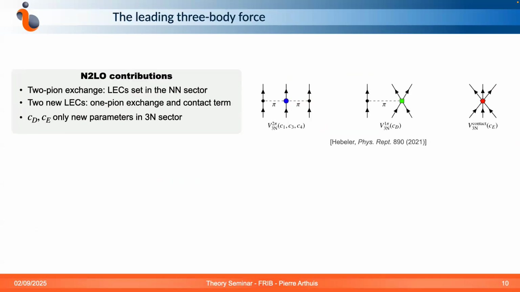Something that I want to discuss very briefly also is the leading contribution to the three-body force that appears at N2LO. So you have those three diagrams. You see that you have a two-pion exchange. It's associated with LECs, low energy couplings, that are set already in the NN sector. Those are what we call the ci's, c1, c3, and c4. But then we have two new LECs appearing with those two new diagrams, one-pion exchange two-nucleon contact, and three-body contact term. And so those LECs, cD and cE, have to be fitted in the three-body sector or above. Historically, they were mainly fitted in the three- and four-body sector.